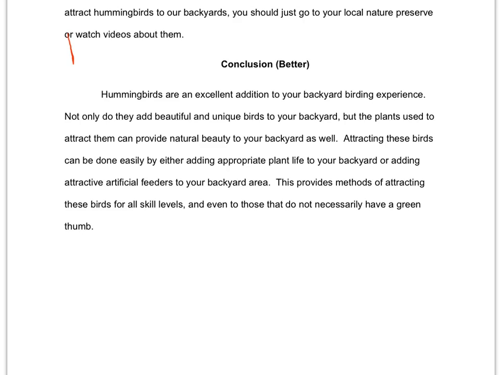This provides methods of attracting these birds for all skill levels and even those who do not necessarily have a green thumb. That's a great conclusion. I never said "I think" or "we"; it's understood that this is my opinion, so it's not necessary for me to say "I." It really goes back and covers some of the key points. And it comes to a conclusion that, if you've read it, even though you haven't seen why this conclusion was made, you could understand what the paper's about.